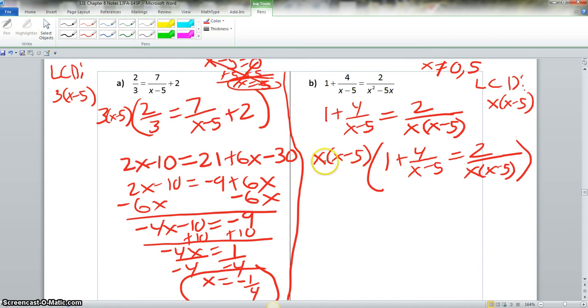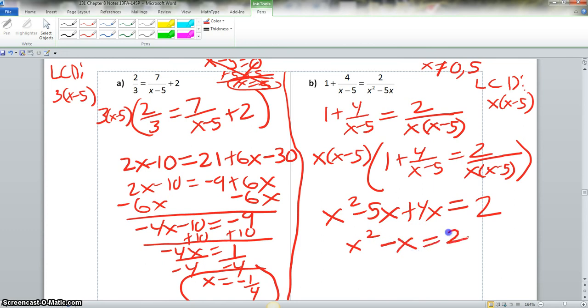So let's go through here. We have x times the parenthesis x minus 5 times 1, which will give us x squared minus 5x. Now that took care of the 1. Now we would take this value and multiply it by 4 over x minus 5. The x minus 5 simplify out, and we have x times 4, which is 4x, equals. This x times x minus 5 would simplify out with this x times x minus 5, and that would leave 2. Now we want to combine like terms, so we have x squared, minus 5x plus 4x will give us minus x equals 2.